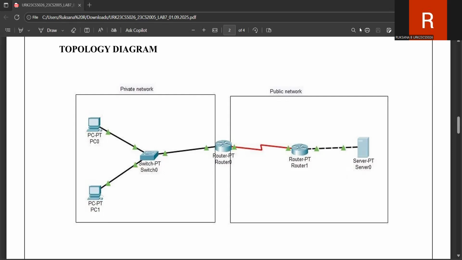The PCs in the internal network have IPs 192.168.1.10 and 192.168.1.11, both using 192.168.1.1 as the default gateway. This setup simulates how a private LAN accesses the internet through a NAT enabled router.